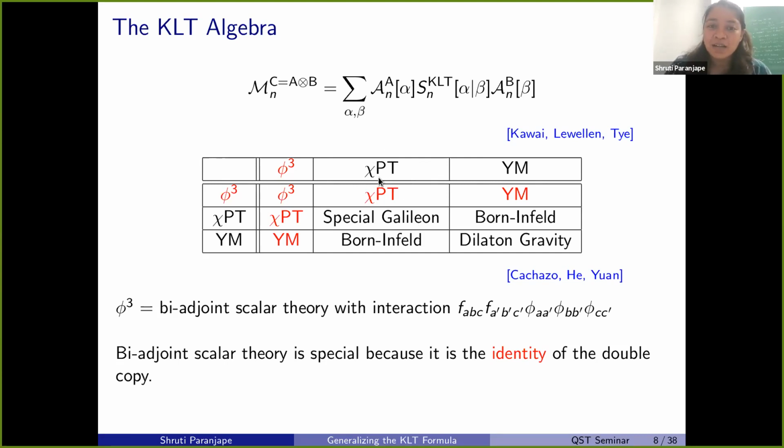Interestingly enough, chi-pt is also one of the theories that you can double copy. And just like Yang-Mills squares to dilaton gravity, chiral perturbation theory squares to this theory called the special Galilean theory, which comes up in a variety of places, really. It comes up as the subleading term in the Dirac-Born-Infeld action. It also arises in the decoupling limit of massive gravity theories. Yeah, I think there's some condensed matter interest in it also, but I don't really know about that.